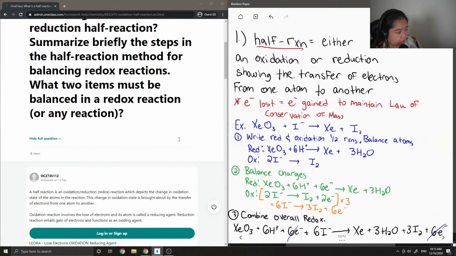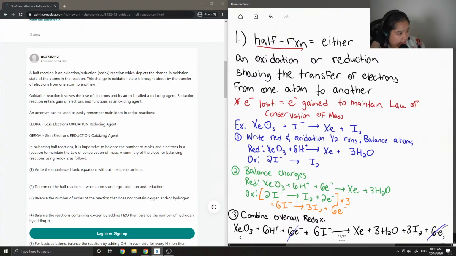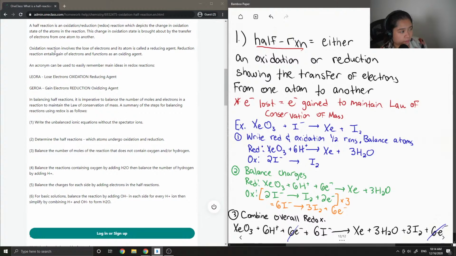Okay, so let's see what the junior tutor said. So a half reaction is an oxidation reduction redox reaction which depicts the change in oxidation state of the atoms in the reaction. This change in oxidation state is brought about by the transfer of electrons from one atom to another. Oxidation reaction involves the loss of electrons, and its atom is called a reducing agent. Reduction reaction entails gain of electrons and functions as an oxidizing agent.